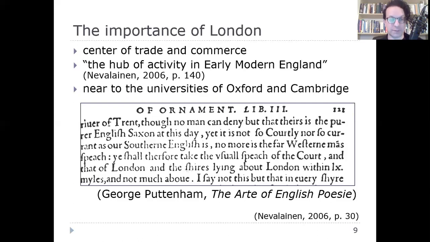Ye shall therefore take the usual speech of the court, and that of London, and the shires lying about London within 60 miles, and not much above.